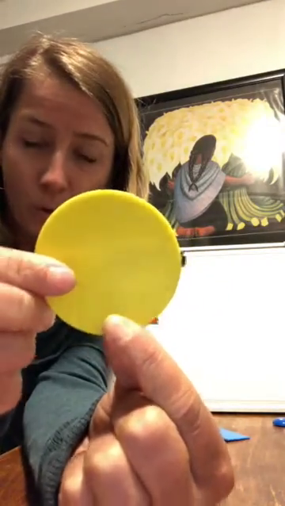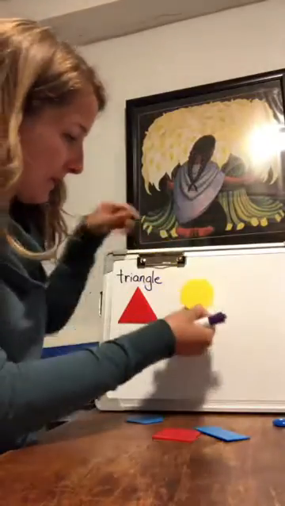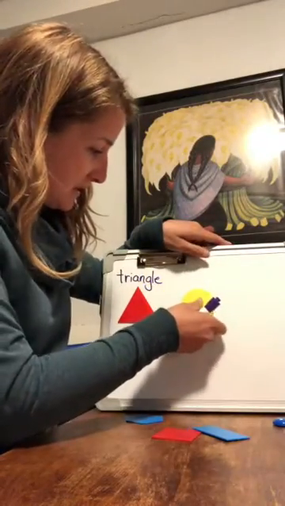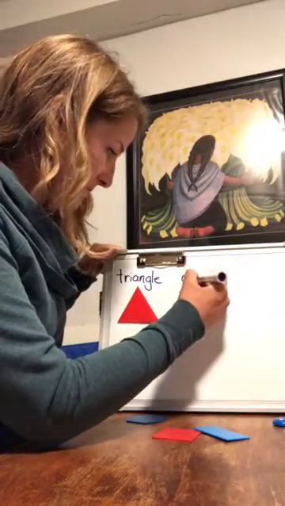Does it have any corners or points? No, it is very round. So there's lots of things that I know that are shaped like circles.